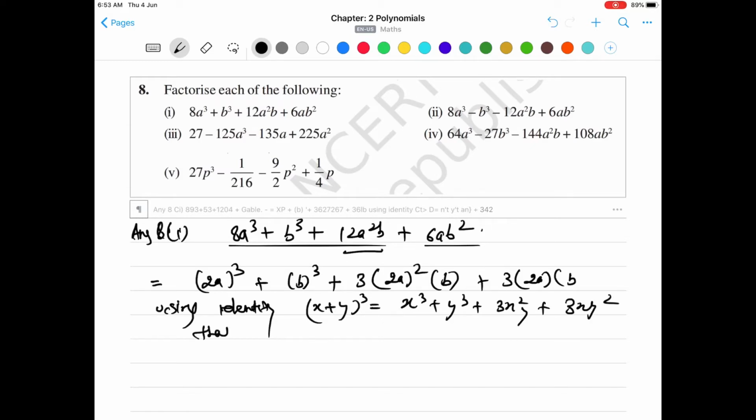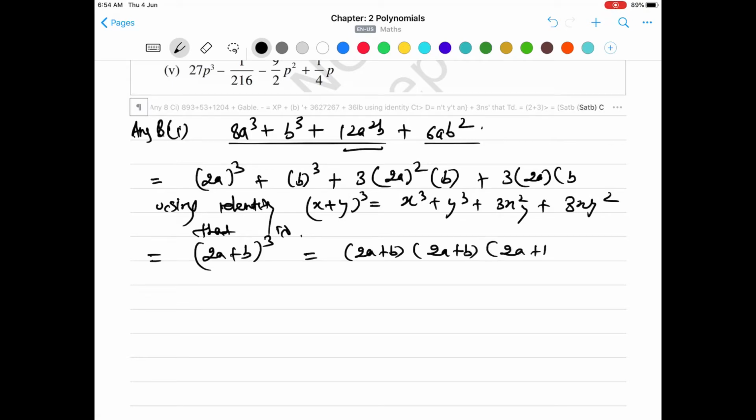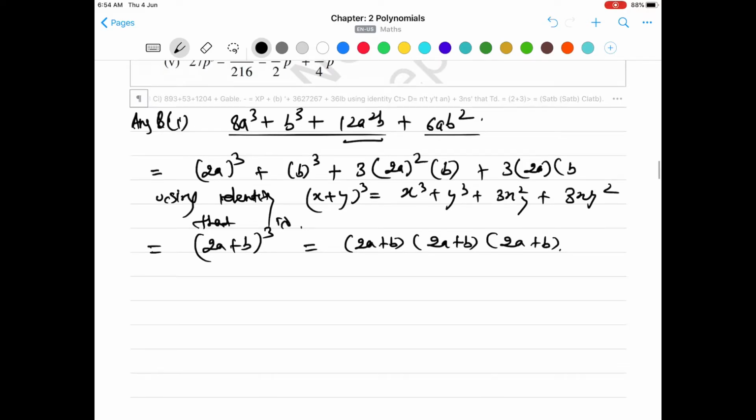So we can write this as x plus y whole cube, where x here is 2a and y is b. Because we are asked to find the factors, we cannot write it in the power form. So we'll write this as 2a plus b three times, that is 2a plus b into 2a plus b into 2a plus b. So these are the factors of this polynomial.